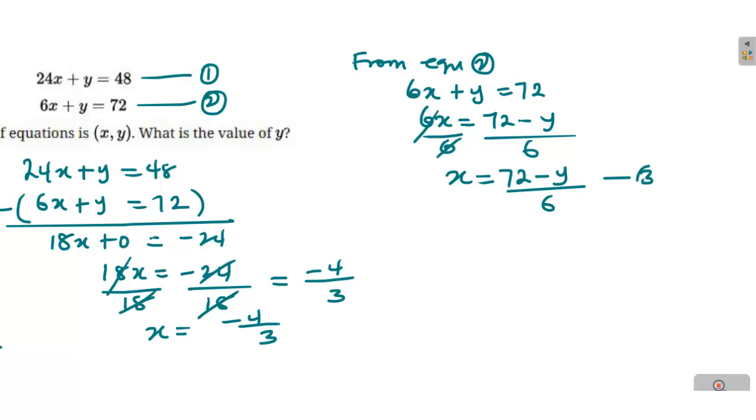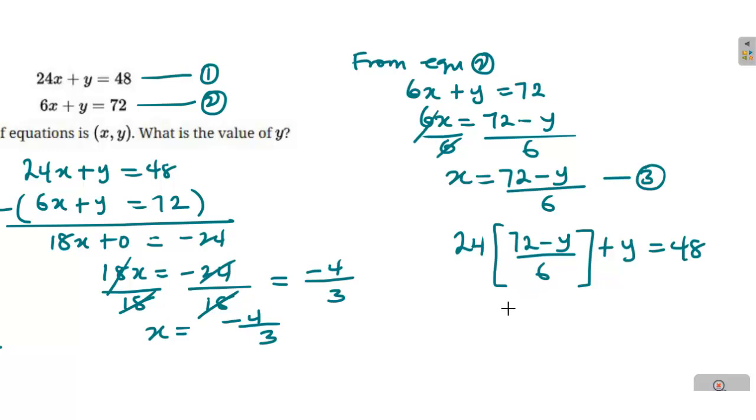I will call this equation 3. So we now substitute equation 3 in equation 1. Don't forget that equation 3 is an extension of equation 2, so basically equations 2 and 3 are still the same. We substitute it in equation 1 to get y. That implies that wherever we have x in equation 1, we replace it with 72 minus y over 6. So this will give us 24 into bracket 72 minus y divided by 6, plus y is equal to 48. 6 here, 1, 6 and 24, that is 4. So we have 4 into bracket 72 minus y, plus y is equal to 48.